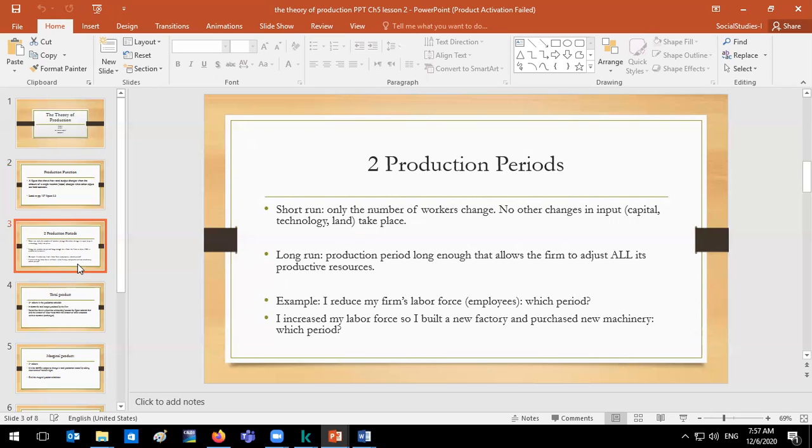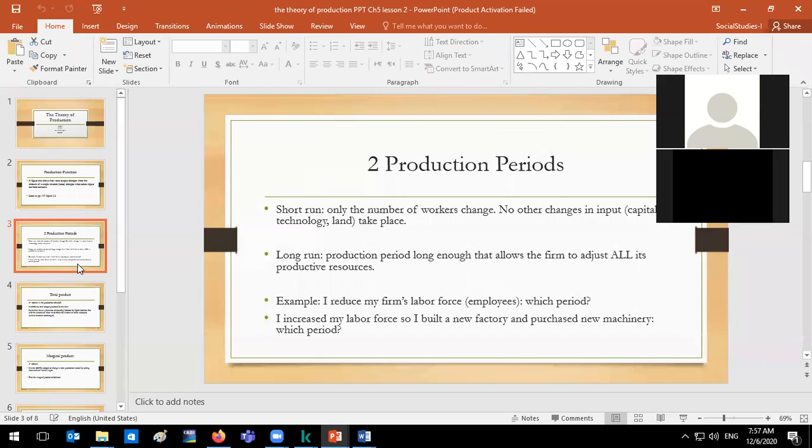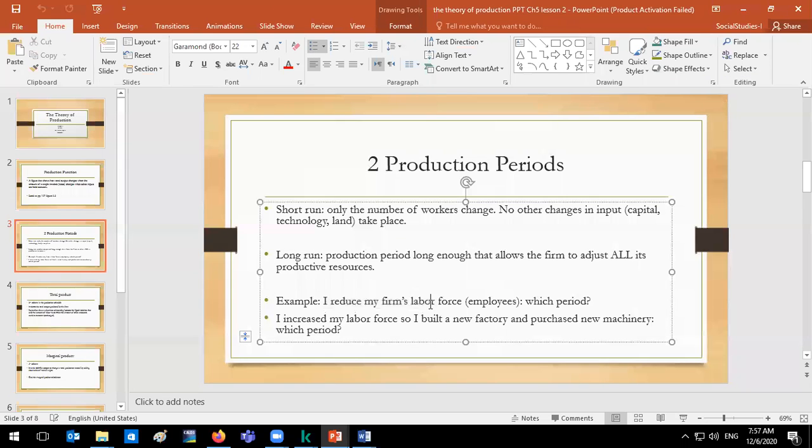Okay, so in the long run, we see a change in other productive resources such as land and capital and technology. In the short run, the only change is in employee numbers or labor. For example, if I tell you that I reduce my firm's labor force or my employees, what kind of period are we in? It's going to be the short run period.